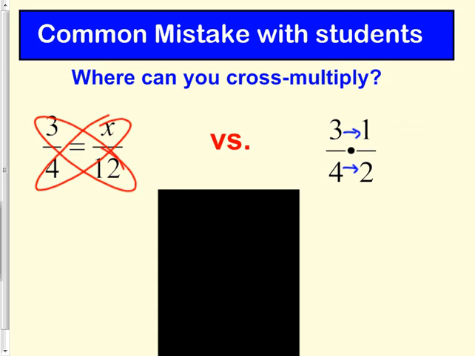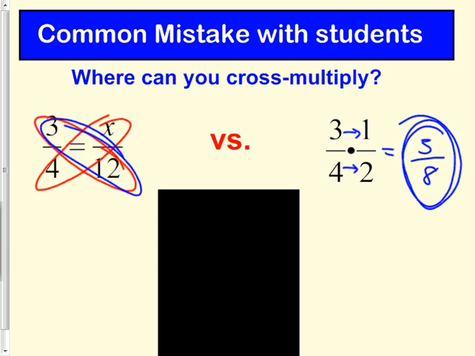It's all about equality. This kind, we just go 3 times 1 is 3, 4 times 2 is 8, the answer is 3/8. Those are very easy. Don't confuse those with cross multiplying. Here, 3 times 12 is 36, 4 times x is 4x, and then you can divide by 4, x must equal 9. You get the difference there?